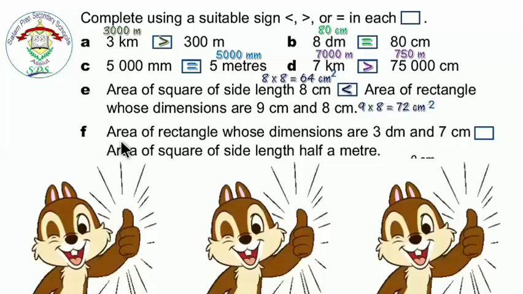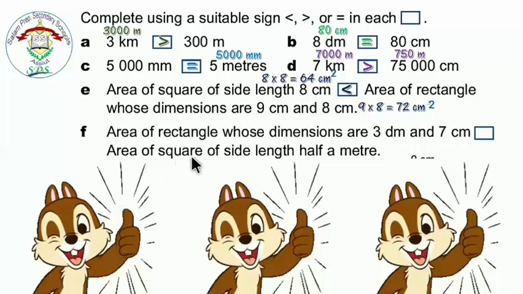The last one, area of rectangle whose dimensions are 3 decimeters and 7 centimeters. Pay attention with me. The two dimensions are different in units. So we must make the two units the same. So 3 decimeters equal 30 centimeters. So the area of rectangle will be 30 times 7 equal 210 square centimeters.